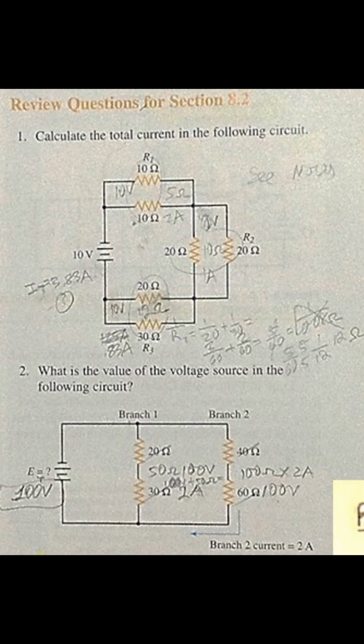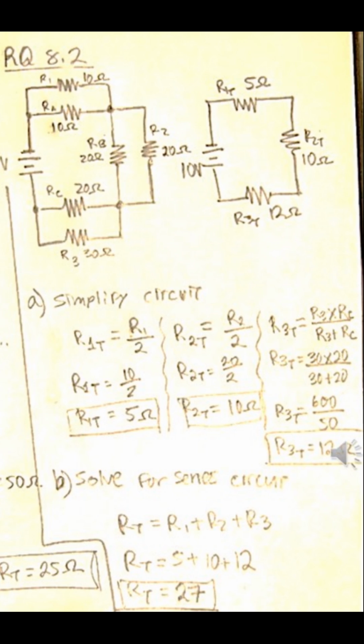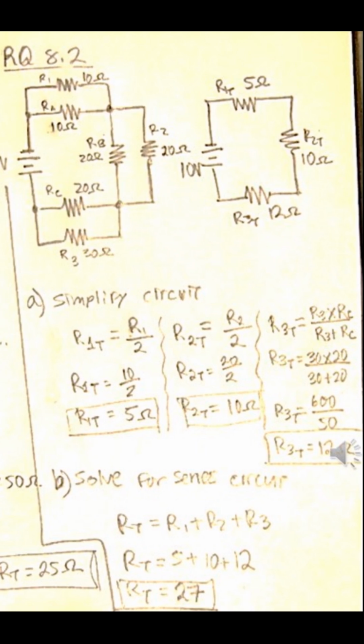Review questions for section 8.2. Question 1. Calculate the total current in the following circuit. What we want to find is the total current, so we simplify the circuit. On the left you have the circuit redrawn for clarity, and on the right you have the same circuit simplified.